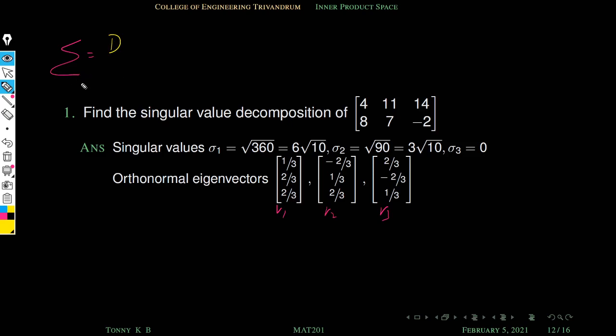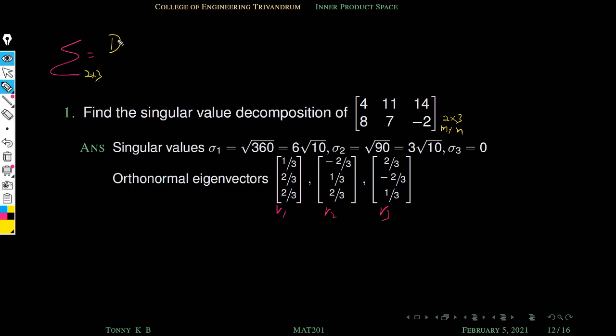And what is the order of sigma? It is m by n. Here, what is our m and n? Here, it is a 2 by 3 matrix. Correct. So sigma should be 2 by 3. You got it? Because the sigma and the given matrix are of the same order. So sigma should be 2 by 3.